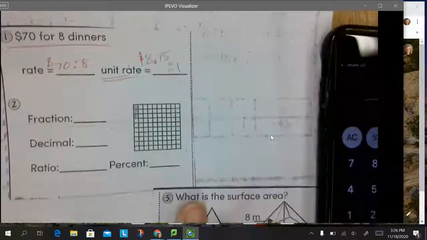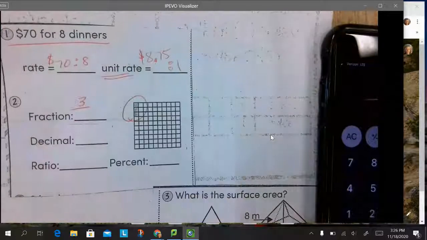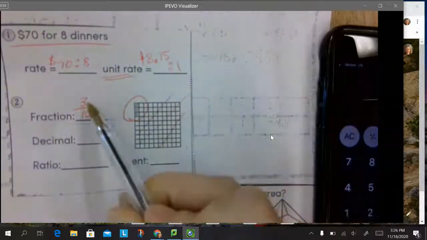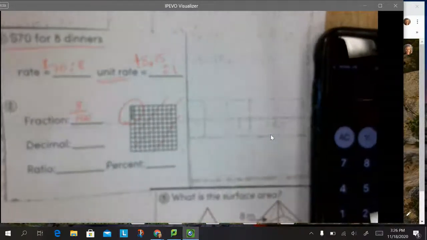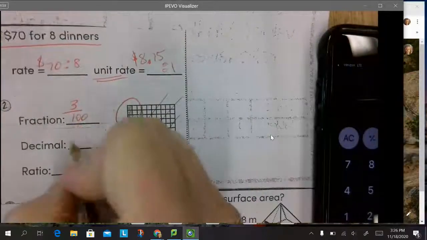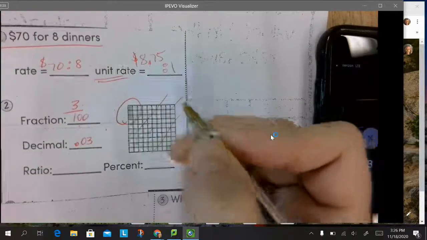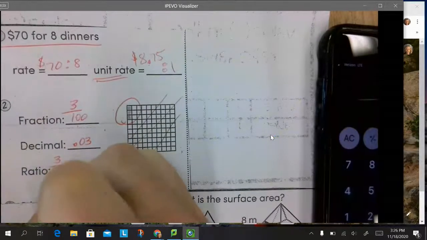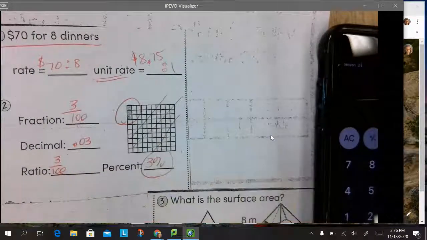All right, look at 2. Fraction. What is your fraction? Well, there's 3 parts that are shaded to the total, which is 100. So it's the part that's shaded versus the total. Okay? All right, the decimal. If you have 3 hundredths, it's 3 hundredths. Okay? The ratio is 3 to 100. The percent's always out of 100, so it's just 3%.